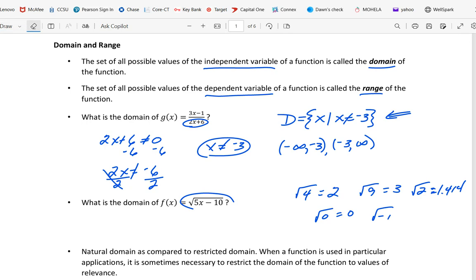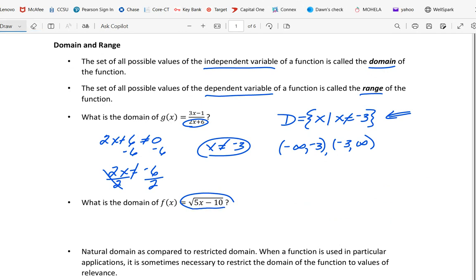So in a scenario like this, where we have a value underneath the radical, in this case the 5x minus 10, that value underneath the radical has to be greater than or equal to 0. So I'm going to solve that for x. I'm going to rewrite that: 5x minus 10 must be greater than or equal to 0. Add 10 to both sides. 5x must be greater than or equal to 10. Divide both sides by 5. x must be greater than or equal to 2.